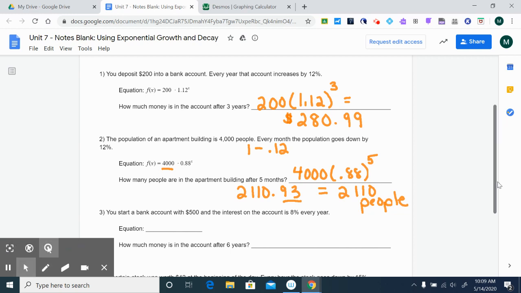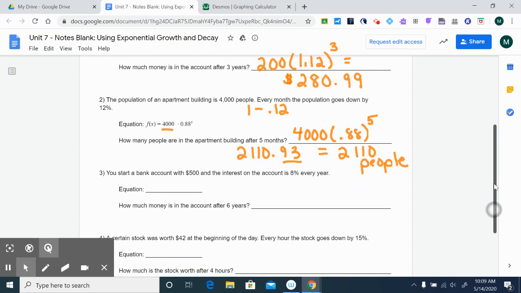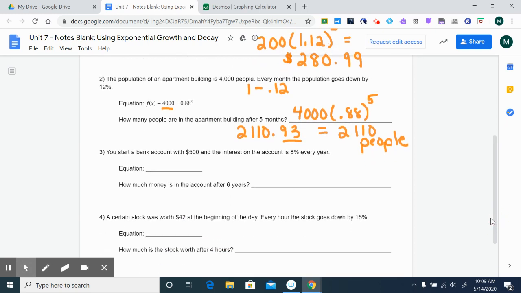Alrighty. Next example. So here we're starting with $500, and the interest is 8% every year. 8%, I'm going to change that to a decimal. So that's going to be 0.08. Interest is being added to your account, so we're going to do 1 plus that and get 1.08.